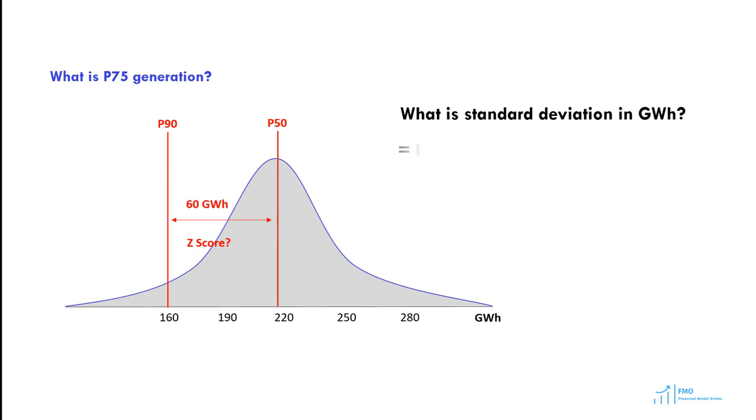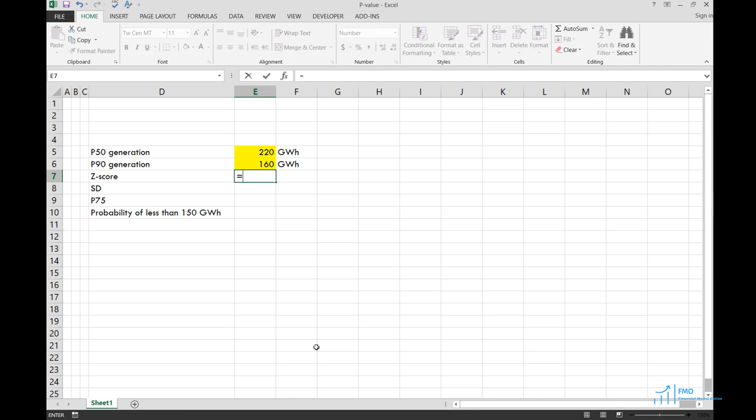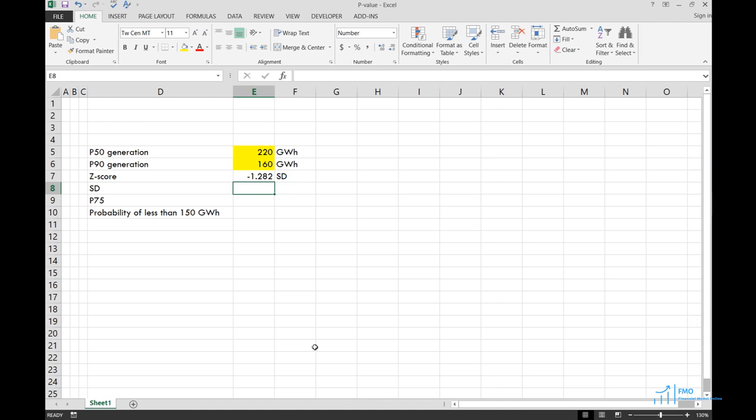We'll use the Excel function norm.s.inv to find out the z-score, and the only argument that we need is a probability, which in this case is 10%. So let's go to the Excel worksheet and calculate the z-score. We've got P50 and P90 values, and plugging in 10% probability into the norm.s.inv function will give us the z-score of negative 1.282. So a 60 gigawatt hour difference between P90 and P50 value represents the difference of 1.282 standard deviations.